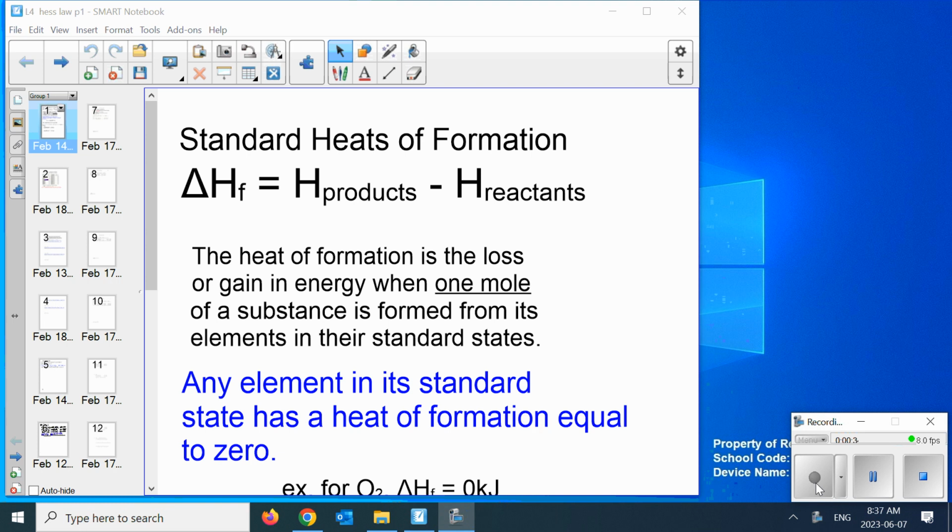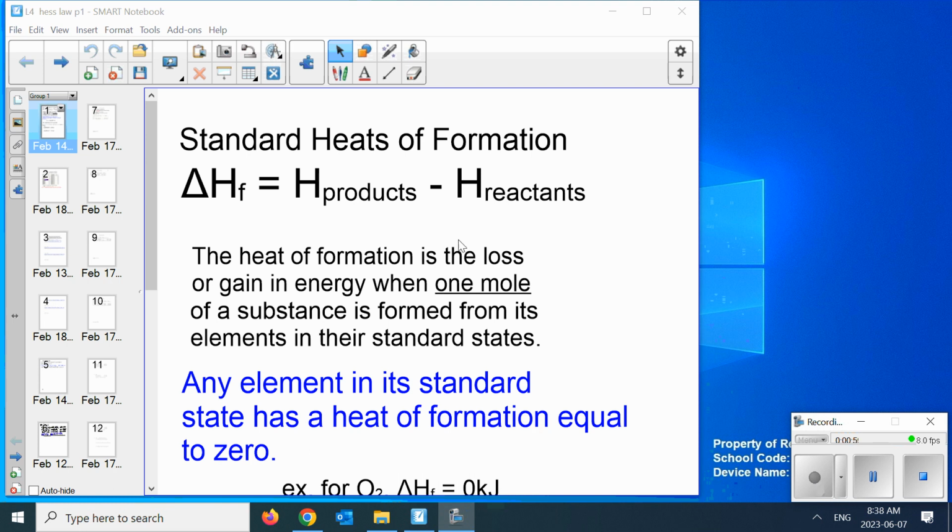I have a formula up there, delta H, which means the enthalpy or the heat energy change, with a little f on it. That's for formation. It's the heat energy of the products minus the heat energy of the reactants. But we're not going to do it that way. We're not going to subtract. We're just going to be given heats of formation from a table, so the subtraction's already done.